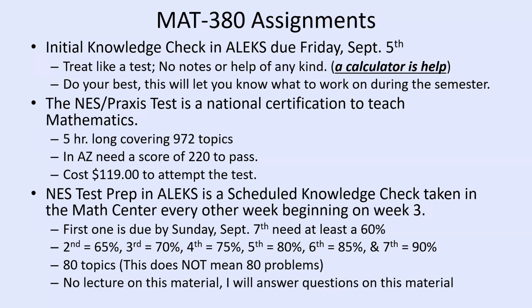It is 5 hours long, covering 972 various topics and concepts in mathematics. In Arizona and most of the rest of the country, 220 is what you need to pass. It costs $119 to attempt the test, and 5 hours is a long time. It also is 150 questions, which basically means you get 2 minutes per question. That sounds like a lot, and on some questions you won't need 2 minutes. The problem is on some questions you will need 5. So please keep that in mind.